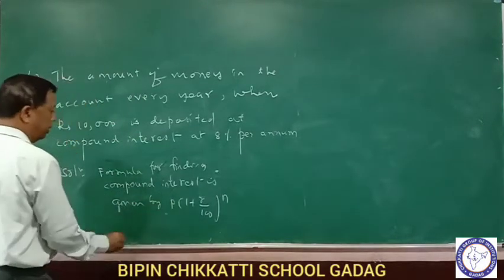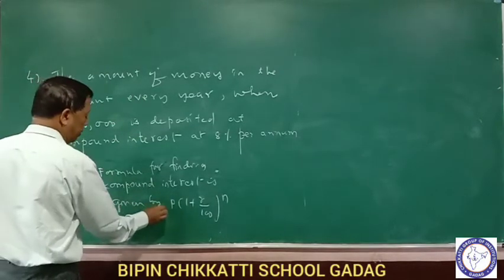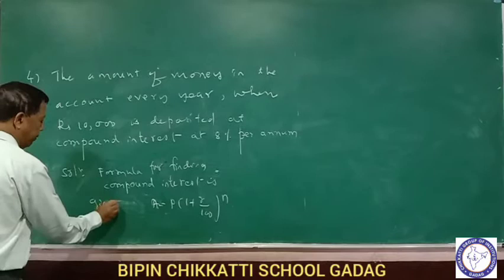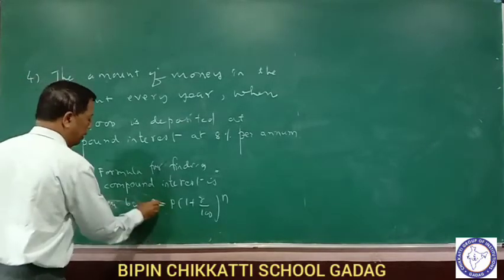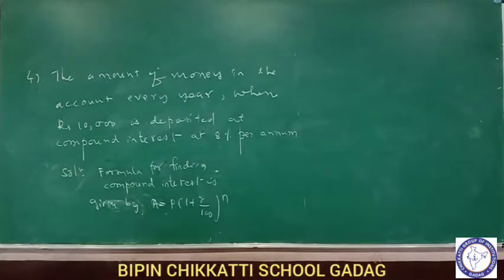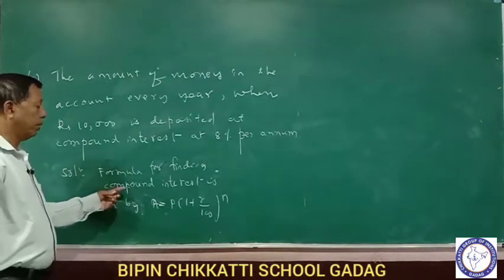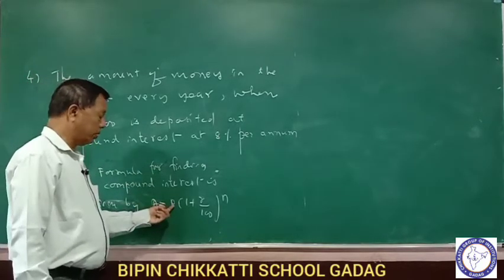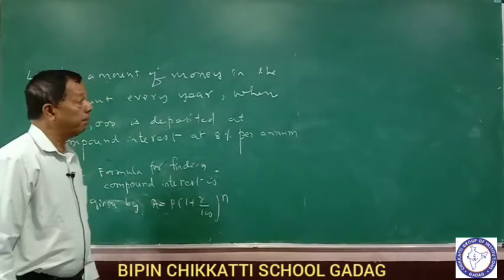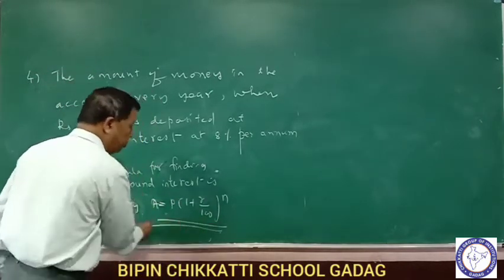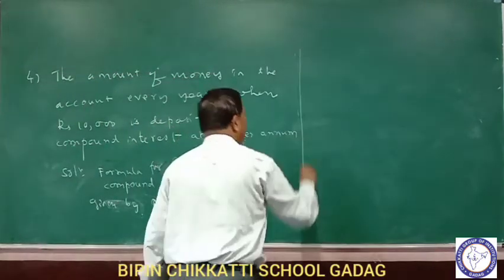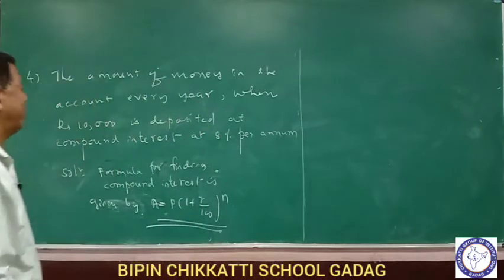The formula for finding compound interest is given by A equal to, that is the total amount deposited in the account. P is the principal amount, R is the rate of interest, N is the number of years. This is the formula we use. Using this formula, we have to see how the amount in the account changes per year. That is the question now, and whether that is an AP or not.